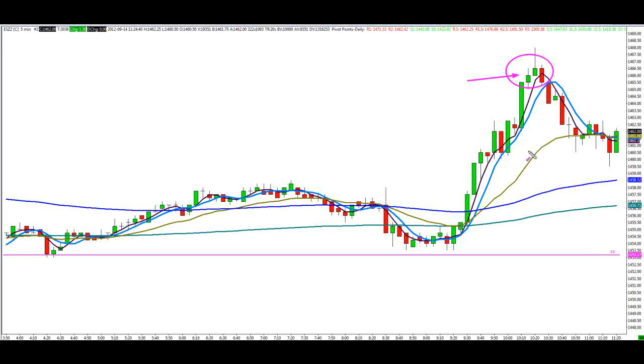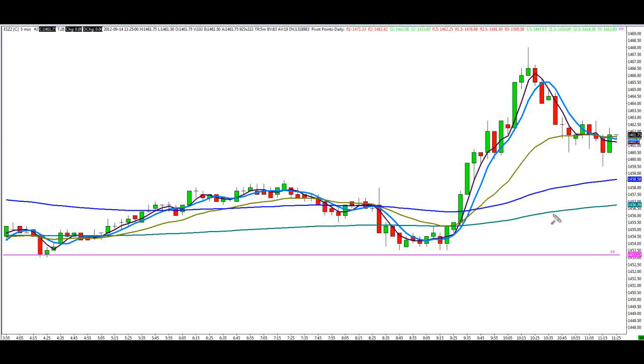So how can we capitalize on this, and how do we know when a top has been made? What I like to do is watch my fast moving averages, and I like to see when they cross. As you can see, we made the top, the moving averages crossed here, and the market actually sold off.